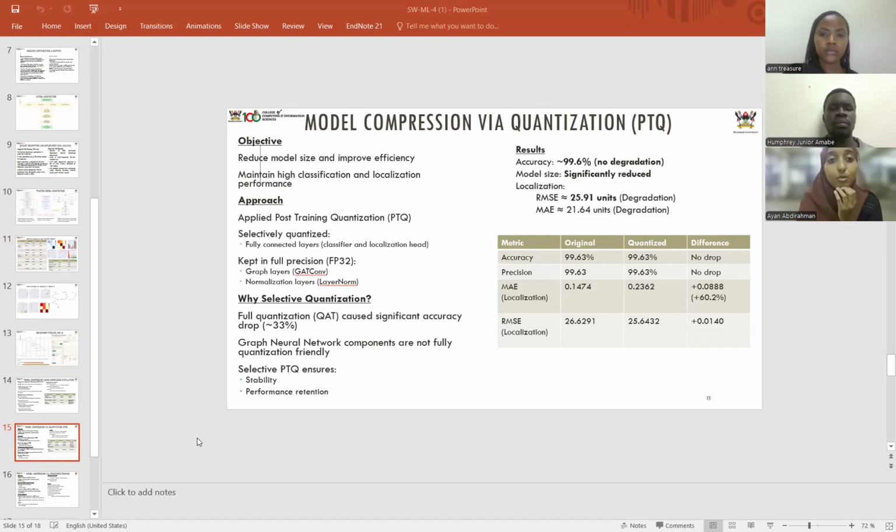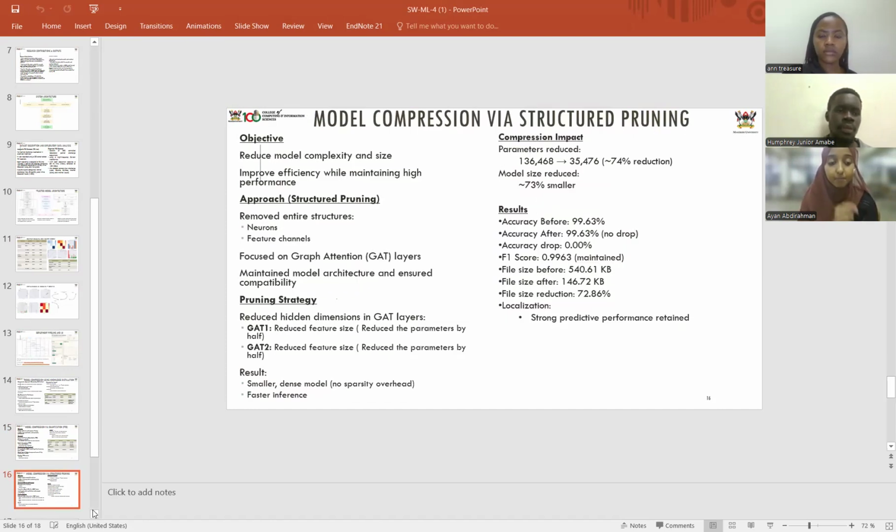Then when it comes to our accuracy, actually not accuracy, our localization MAE had increased by 0.0888, which is 60%. And also the RMSE has increased by 0.0140. I'm going to let the next colleague take over. Thank you, Ayan.